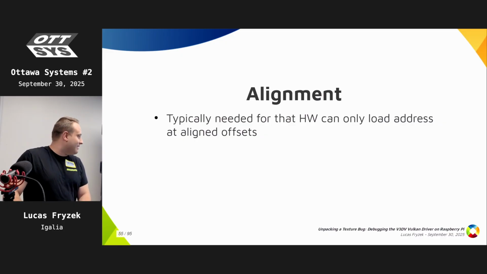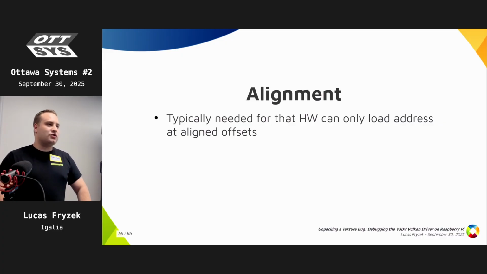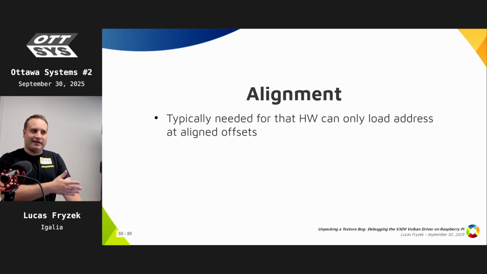alignment is something that's used for hardware that can only load at specific aligned offsets. So this is not a GPU-specific thing. For example, if you're doing vector instructions on the CPU, typically the vector data that you're trying to load into a vector register needs to be aligned to the size of the vector. So if you have a 128-bit vector, all the data needs to be 128 bits aligned.